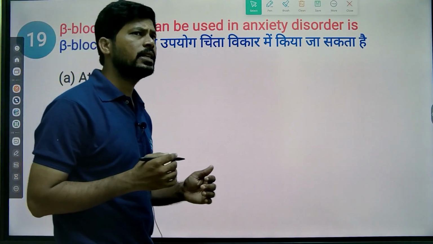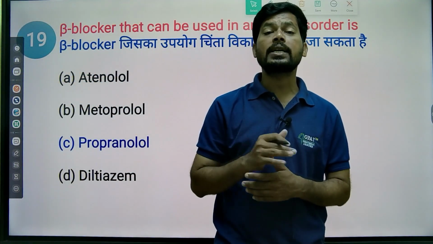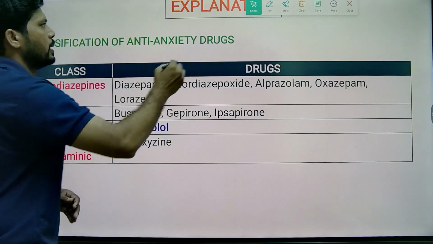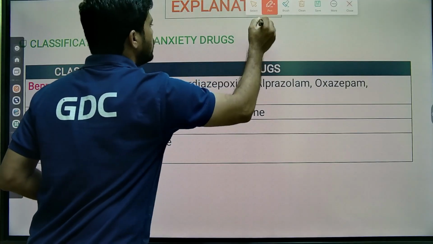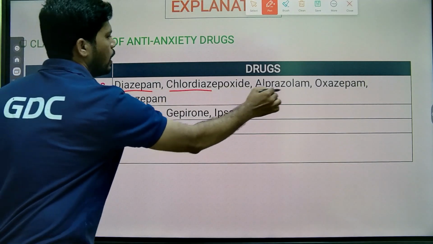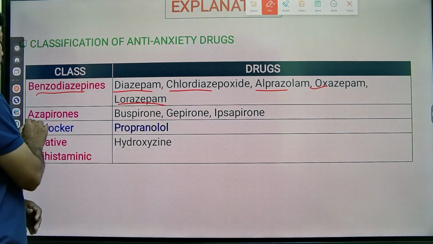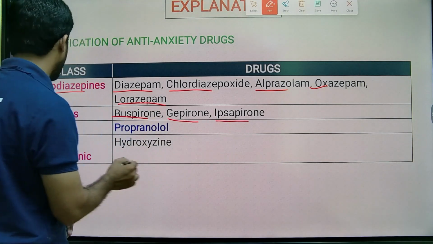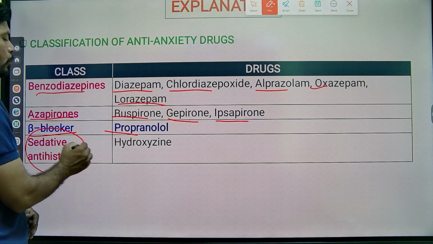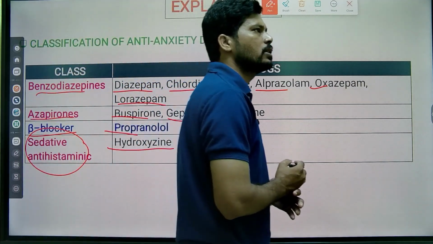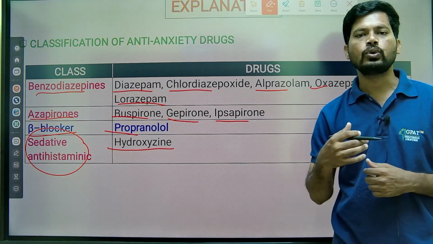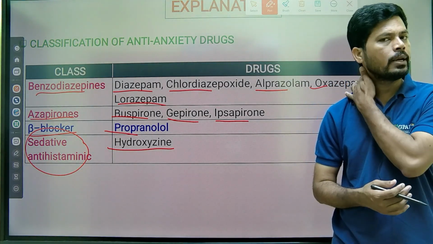Because in anxiety the sympathetic activity is higher, propranolol will be helpful in decreasing that excess sympathetic activity. Here is the list of drugs used in the treatment of anxiety: benzodiazepines such as diazepam, chlordiazepoxide, alprazolam, oxazepam, lorazepam; azapirones such as buspirone, gepirone, ipsapirone; beta blockers such as propranolol; and sedative antihistaminics, which block the histamine receptor with sedative property, such as hydroxyzine. Anxiety is nothing but worriness, and it leads to increased sympathetic activity.